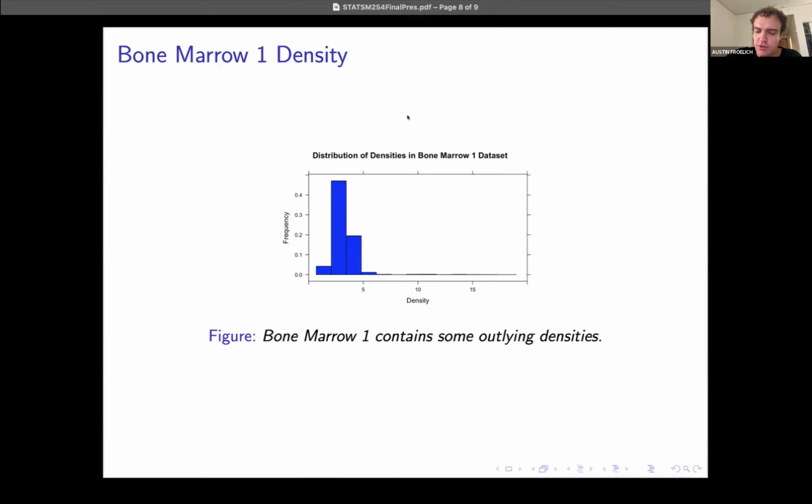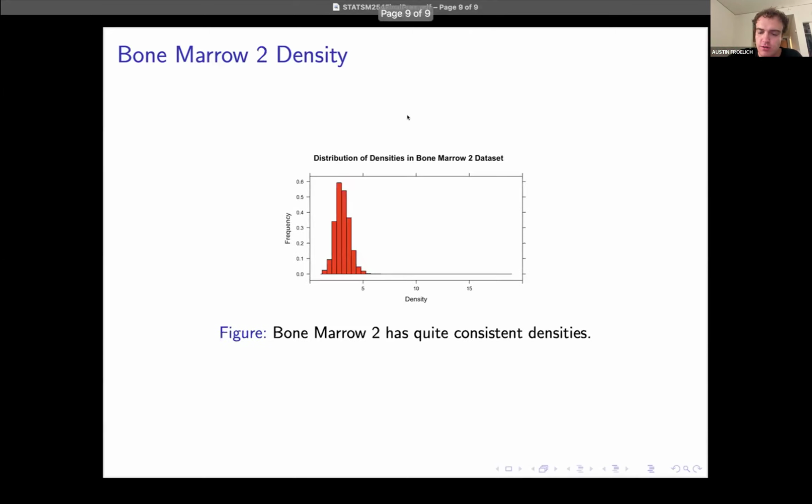And then for the bone marrow data, I looked at the count per feature density. I should have probably clarified that in my plots. When I say density here, think counts per feature. I looked at it for bone marrow 1 and bone marrow 2.